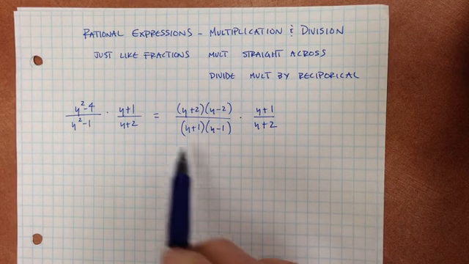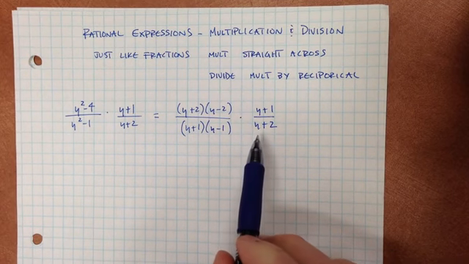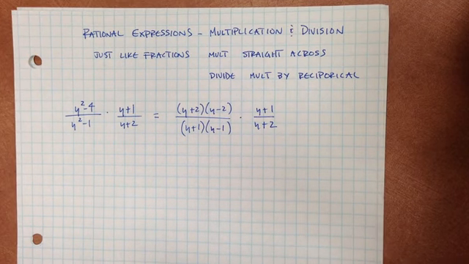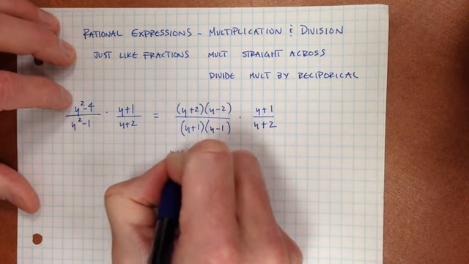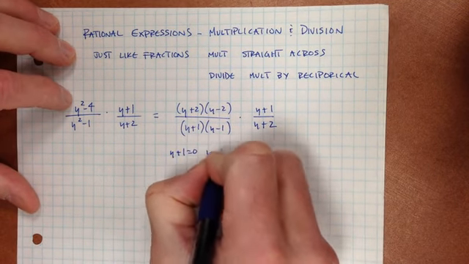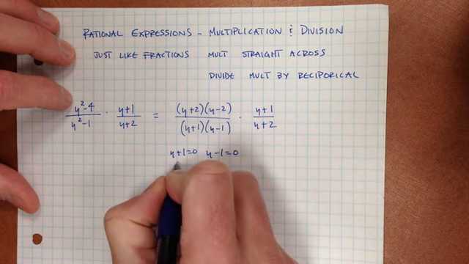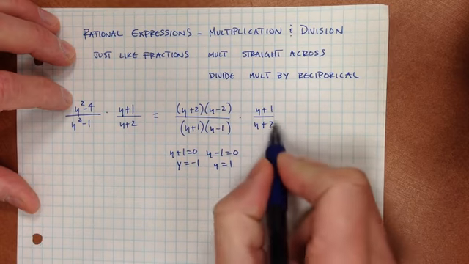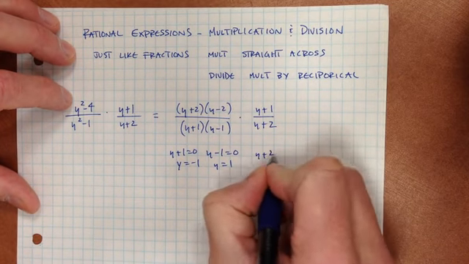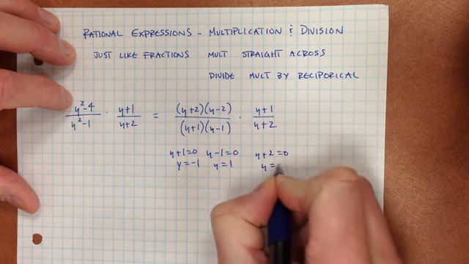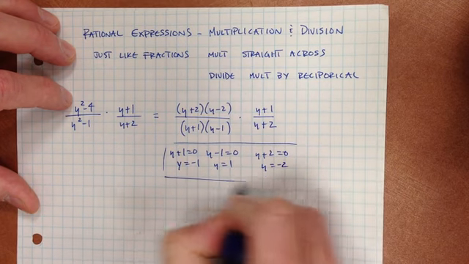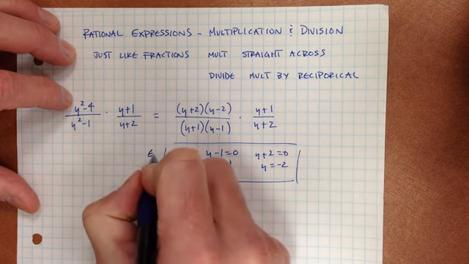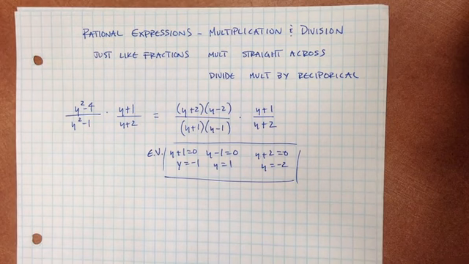Now, if any one of these original denominators is 0, it will make this fraction undefined. So, zero product property here. Y plus 1 equals 0, y minus 1 equals 0. Y equals negative 1, y equals 1. Over here, this denominator, y plus 2 equals 0, y equals negative 2. These are going to lead us to our excluded values.